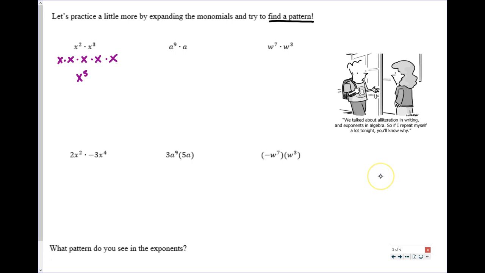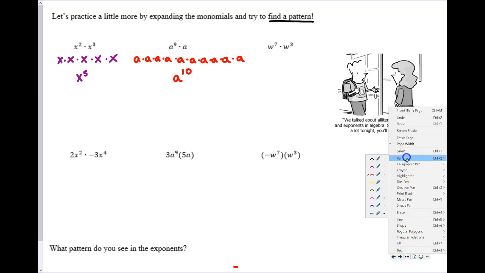Now let's try the second one. We're still looking for this pattern. I've got 9 a's, so that's a lot of a's. I'm going to write kind of small here. Okay, there's my 9. Let me count 1, 2, 3, 4, 5, 6, 7, 8, 9. And then I've got one more. So I'm going to tack on 1. And that means I'm going to have a total of 10 a's. So I can simplify that to a to the 10th.